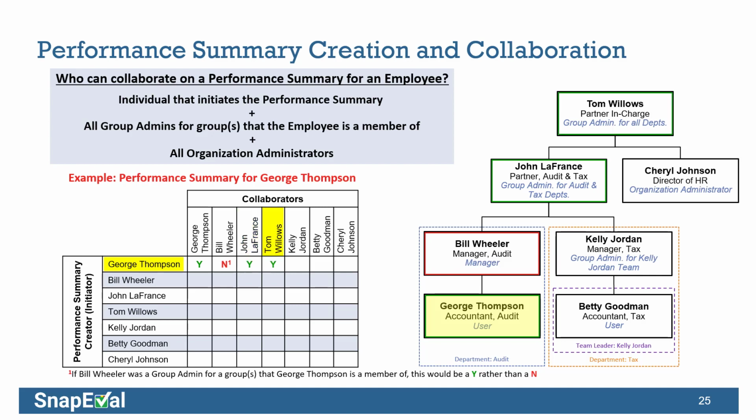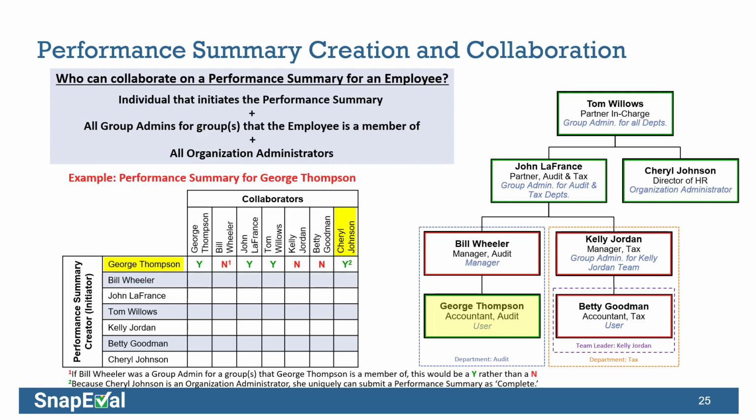Tom Willows similarly can do the same thing because he's a group administrator for all departments. So he can also participate in the process. Kelly Jordan cannot participate in the process because although she's a group administrator, she's not a group administrator for a group that George Thompson is a member of. So she can't participate. And as you'd expect, Betty Goodman, being basically a peer for George Thompson, cannot participate in the process because she simply doesn't have a group administrator role, and it generally wouldn't be appropriate for her to participate in that process. So she is not a participant.